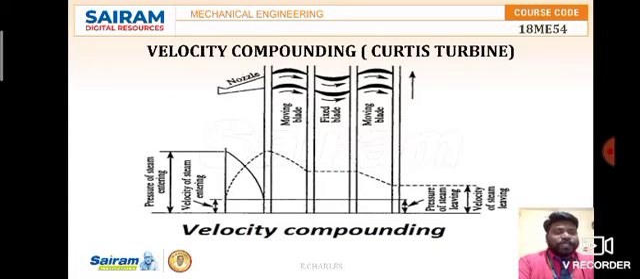In this figure, we first see a nozzle, and after that there is a moving blade, then a fixed blade, and then again a moving blade. So that means one nozzle, one fixed blade, and one set of moving blades are introduced here. So we are doing this velocity compounding.